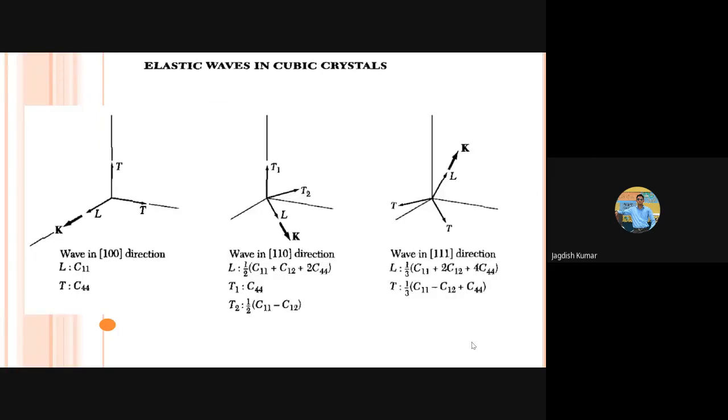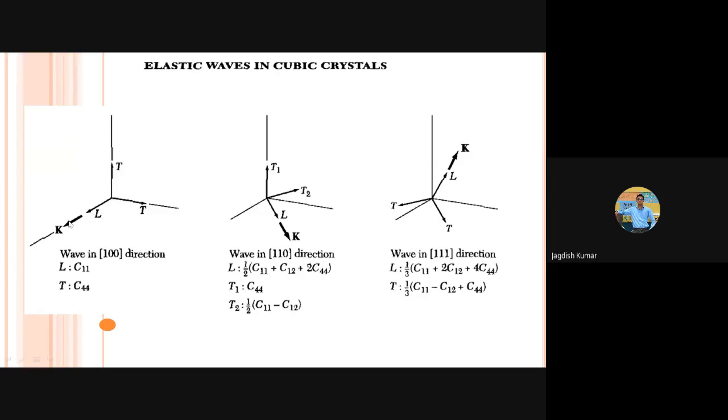Here, this figure summarizes the three cases, rather one more additional case which we have not discussed as such, wave propagation in the 111 direction. But okay, let us first talk about the 100 direction. So you have one longitudinal propagation mode. The 100 direction means, suppose these represent the x, y, and z axes of the cube, or the a, b, c lattice vectors, you can say.